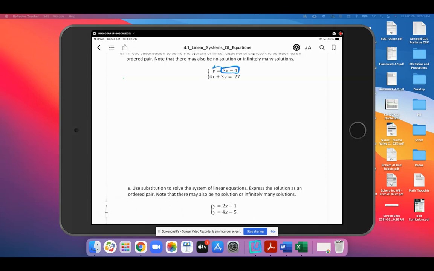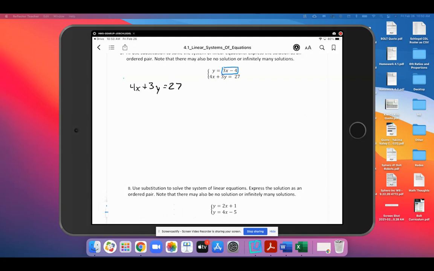So we're going to take the other equation, 4x + 3y = 27, and we are going to replace y in this equation with 3x - 4.